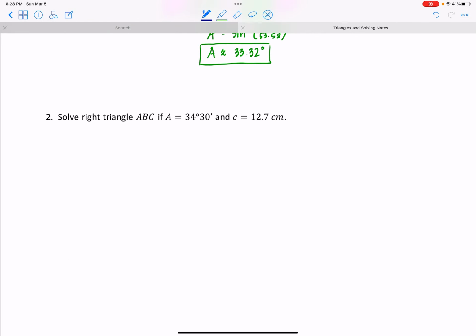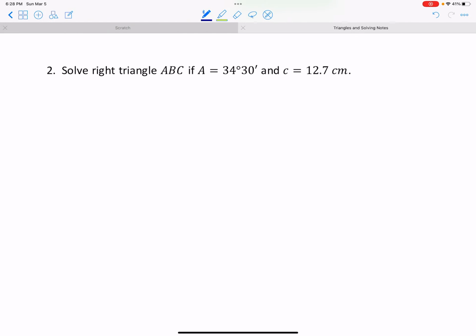All right, so let's try this one more time. We're going to be solving a right triangle ABC if angle A is 34 degrees 30 minutes and C is 12.7 centimeters. So again, let me just label this first. Let me draw out my right triangle. This is an important part of the process.